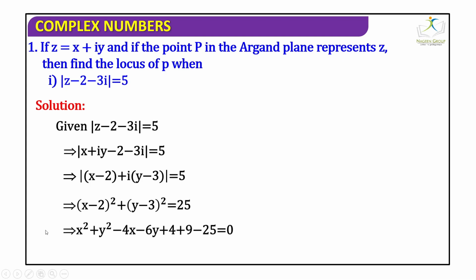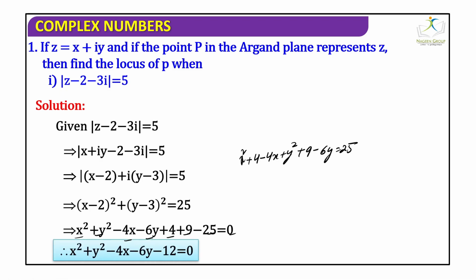From here we open this formula, it's a minus b whole square, right? It's a square plus b square minus 2ab. So what we get here is x square plus 2 square, 4, minus 4x. This is equal to y square plus 9 minus 6y, which is equal to 25. So this will be x square plus y square minus 4x minus 6y plus 4 plus 9 minus 25 equal to 0. Now from here we solve these constant terms, which is equal to 12. How? 13 minus 25, right?